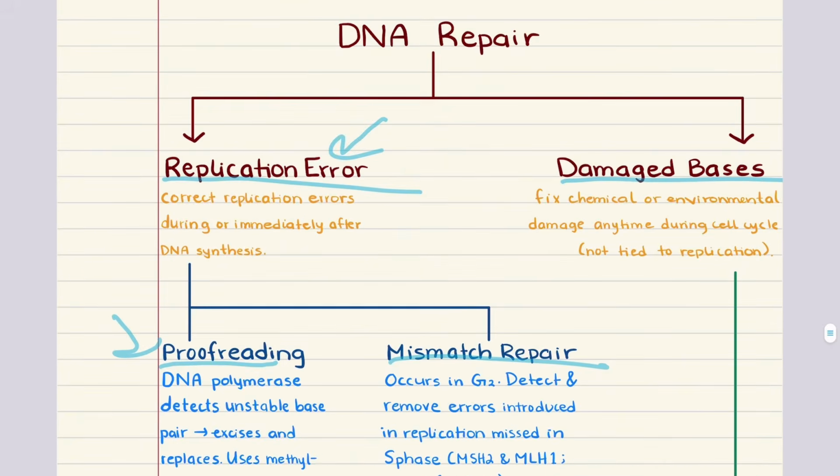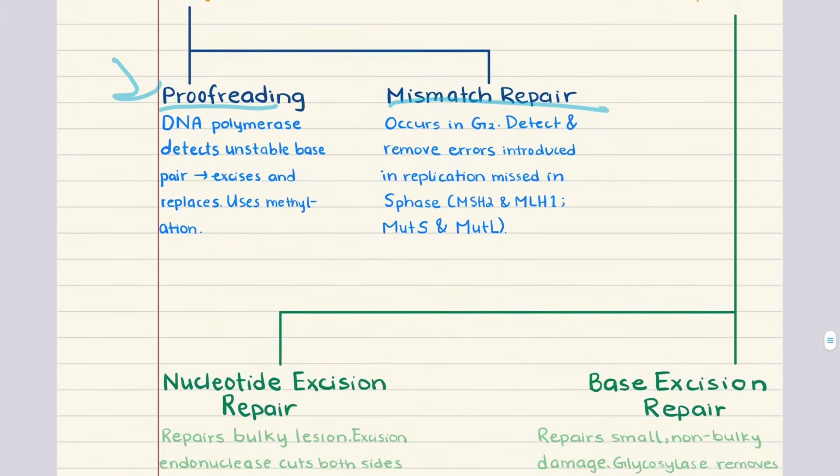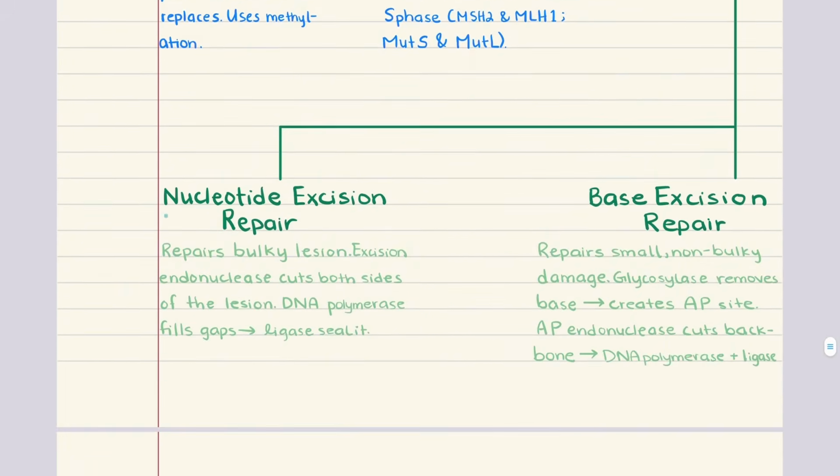Now, for the second category, repair of damaged bases, these pathways correct DNA damage from environmental or chemical sources, and they don't depend on the replication process. There are two main types of repair systems here. We have nucleotide excision repair, and we have base excision repair. Let's start with nucleotide excision repair. This is used to fix bulky lesions like thymine dimers that are caused by UV radiation.